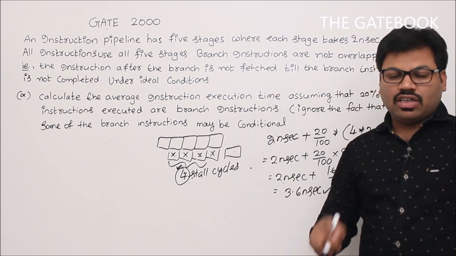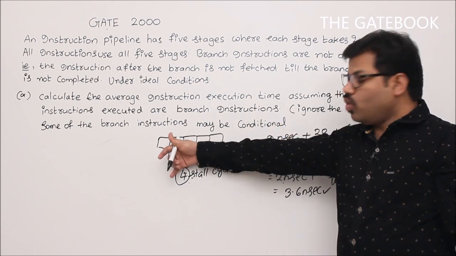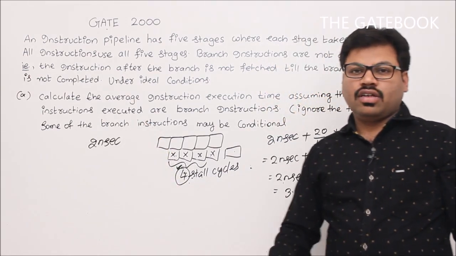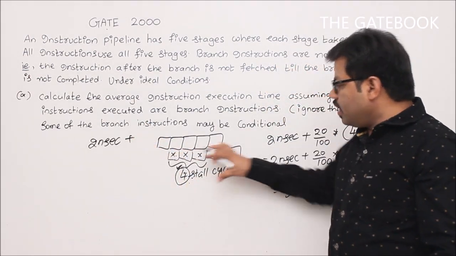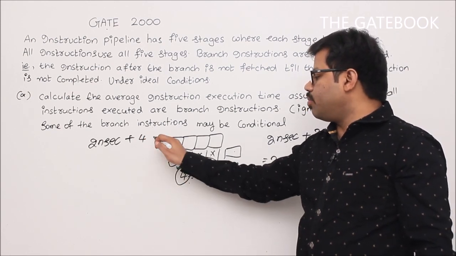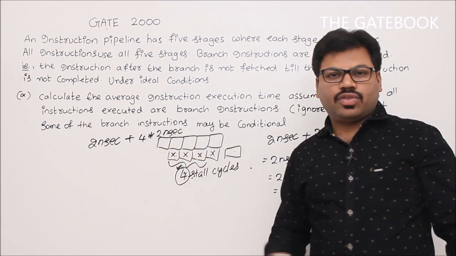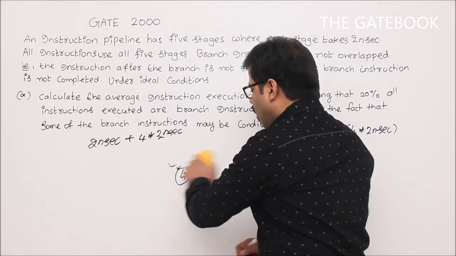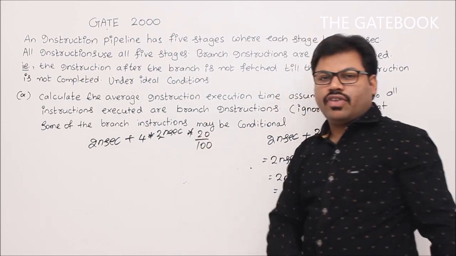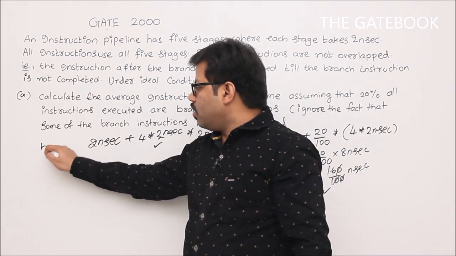Okay, there are 2 ways. Now let me summarize the second way. If there is no stall cycle, the answer is generally 2 nanoseconds, correct? But because of stall cycles, additional delay will be caused. That additional delay is 4 stall cycles. That means 4 into stall cycle value, which is 2 nanoseconds. But how many times? 20% of the time, correct? Not every time, only 20%. This is the way we can solve this problem. You get 3.6, right?